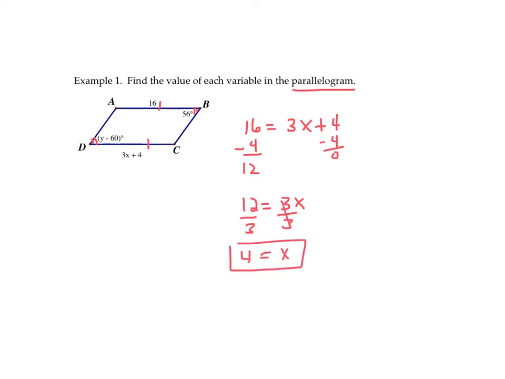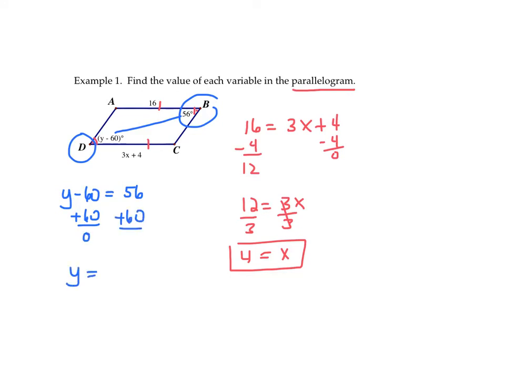Okay, in our second equation, we're going to work with those opposite angles. Angle D and angle B are opposite angles of the parallelogram, so they're congruent. So set y minus 60 equal to 56. Take and add 60 to both sides of the equation, and we end up with y is equal to 116. And that's it. Opposite angles of a parallelogram are congruent. Opposite sides of a parallelogram are congruent.